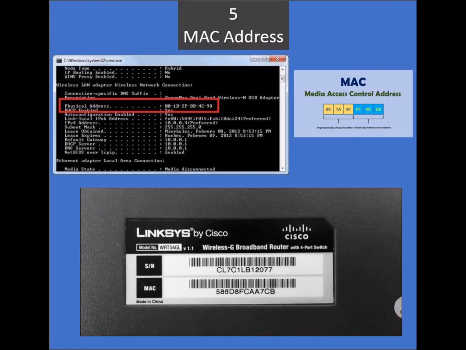A MAC address, or Media Access Control Address, is a unique number assigned to a computer's interface. Those addresses are harder to change, and are uniquely assigned by the vendor of the network card on a computer.